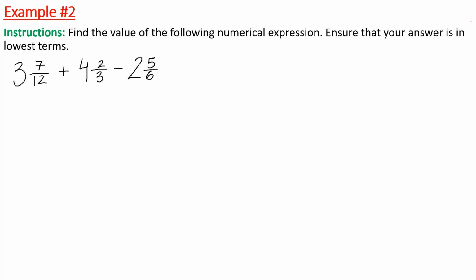All right, can someone tell me what's the first thing that I'm going to do with this numerical expression? Change the mixed numbers into improper fractions. And how are we going to do that? You do 3 times 12, and then we add our result to 7. And so same thing here. Well, let's go ahead and do it. 3 times 12 is what? 36, right? 3 times 12 is 36, and then 36 plus 7 is what?